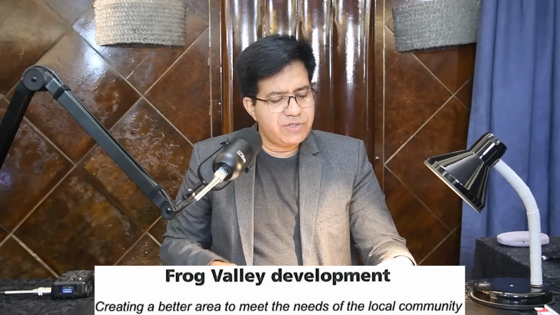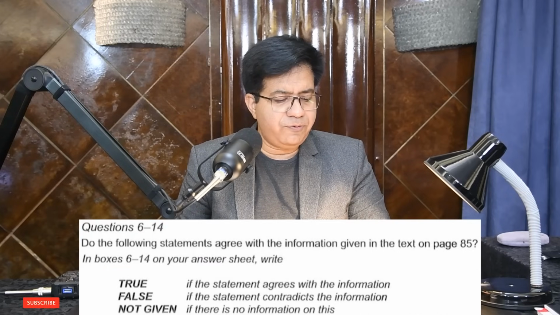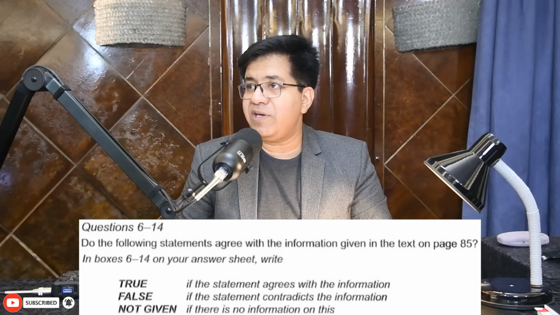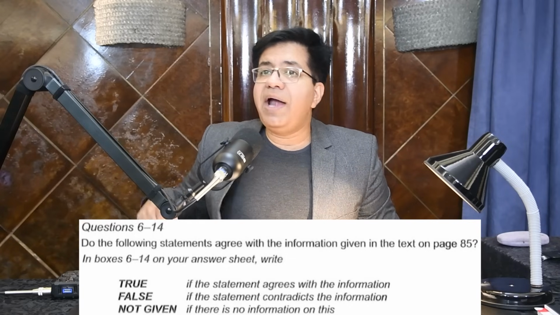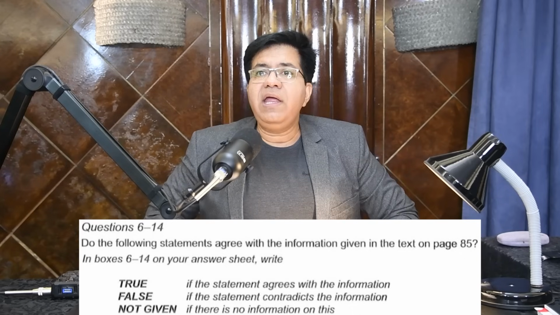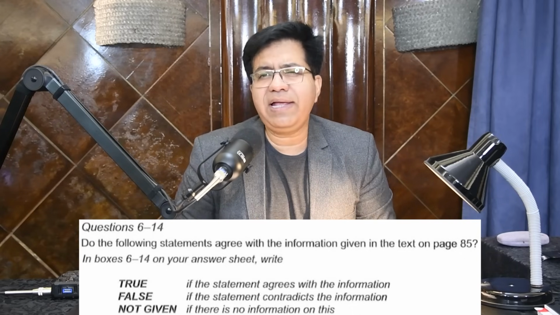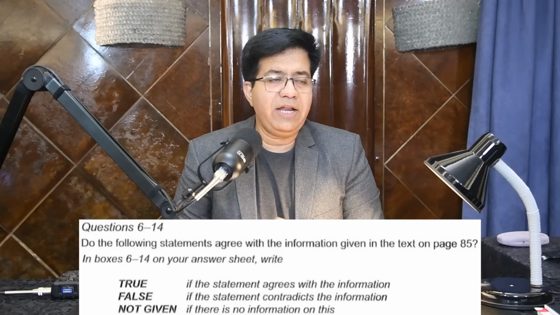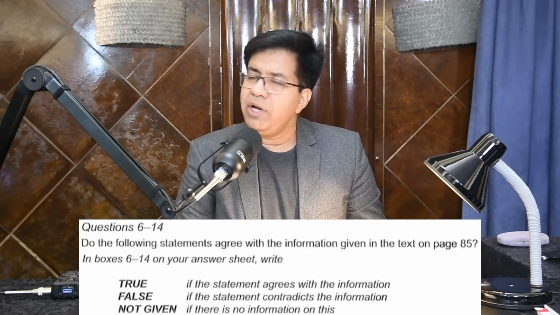Let's check the questions. Questions 6 to 14. Wow, so many true, false, not given questions. A great opportunity to understand true, false, not given. And in your actual exam, you will get almost 10 to 12 true, false, not given questions. And if you add yes, no, not given also, in total, there will be around 10 to 15 questions which are true, false, or yes, no. Method is same. The good thing is questions and answers are in order. All the answers are in order.